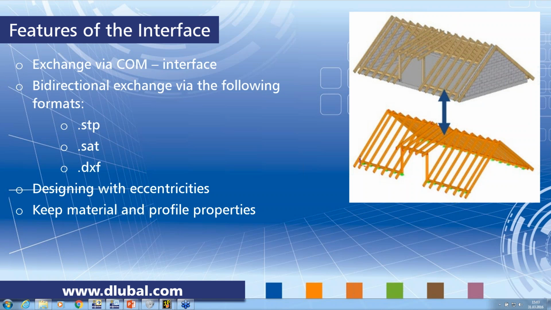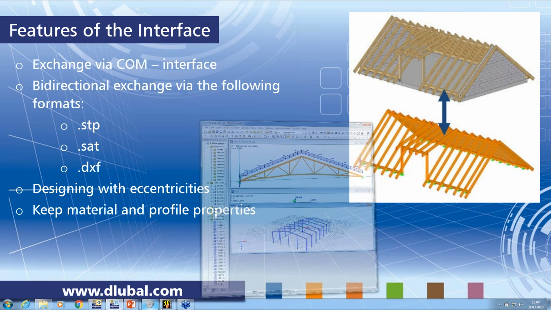I will show the behavior of the bidirectional exchange via the formats .stp, that is for beams, .sat, standard ACIS text format, it is for surfaces, and .dxf for lines. I will show you how to design with the eccentricities or how to regard them when you get them over from the Catwork program, and I will show how to keep material and profile properties.